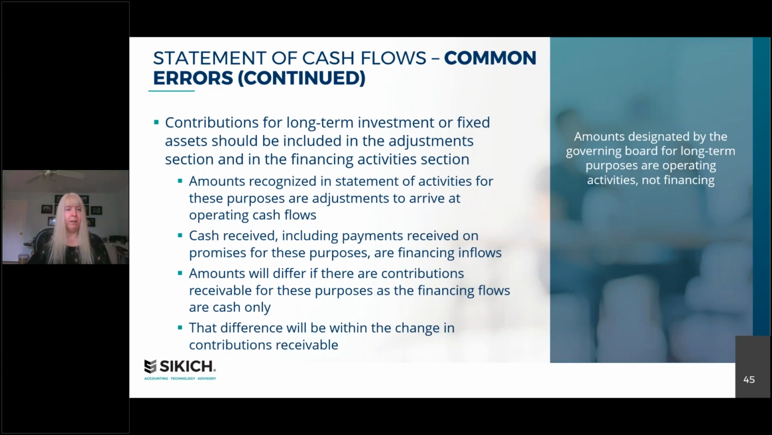So let's say you got $50,000 to invest in the purchase of fixed assets, and that's the accrual number. You would subtract $50,000, and let's say the donor only paid you $25,000 on that pledge or promise to give. You'd show $50,000 coming out of operating, $25,000 coming in as a cash financing inflow, and that other $25,000 would be included in the change in contributions receivable. So just be mindful of that if you've got adjustments for long-term purposes.